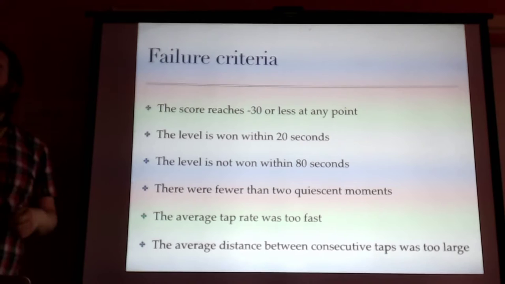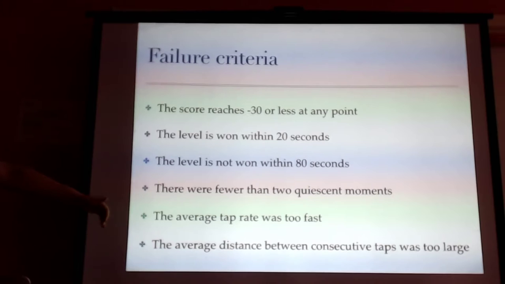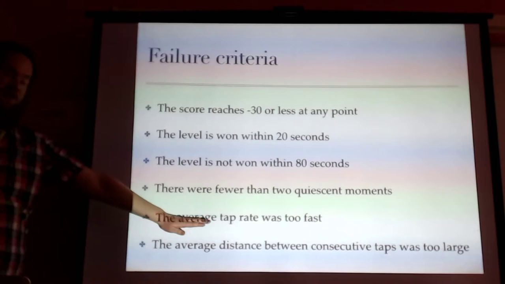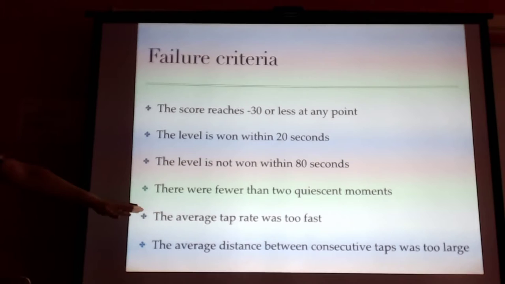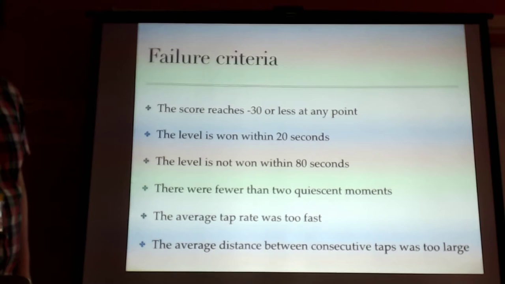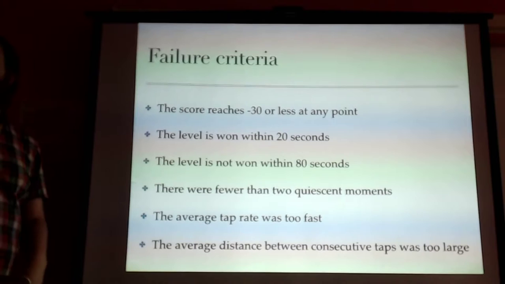We also have a couple of conditions that, it turns out, weren't used all that much in the searches that we ran: the average tap rate being too fast, so if you have to really tap frantically, or if the average distance between taps is too large, so you're having to go up and down the screen quite a lot. They may be more useful if these criteria are different, but we found that they weren't really distinguishing in our experiments.